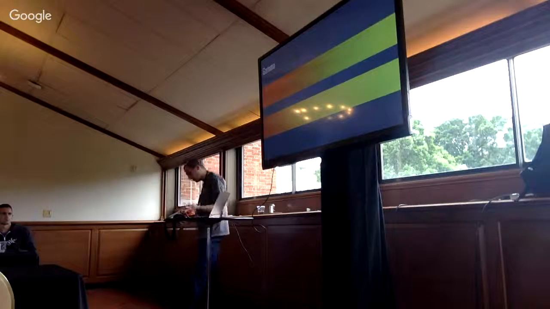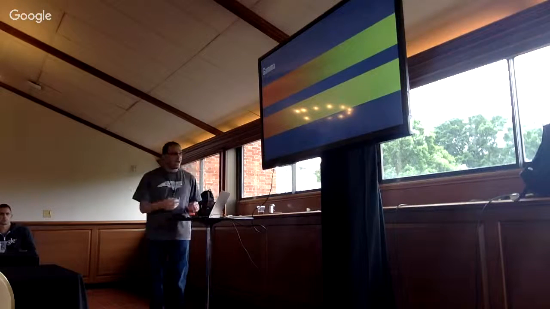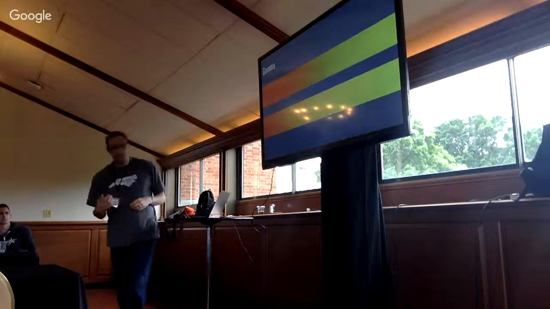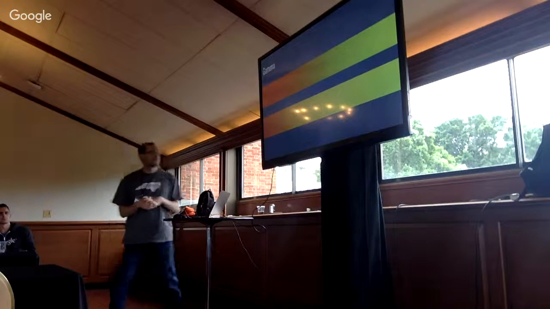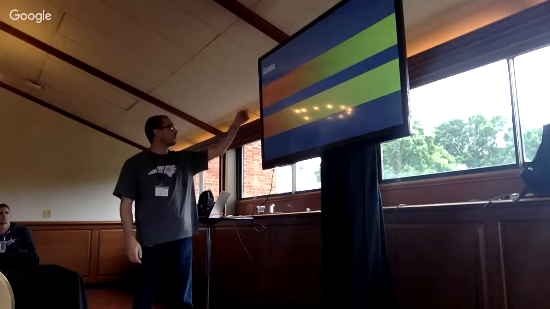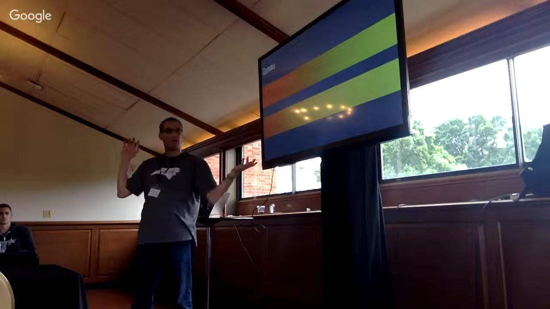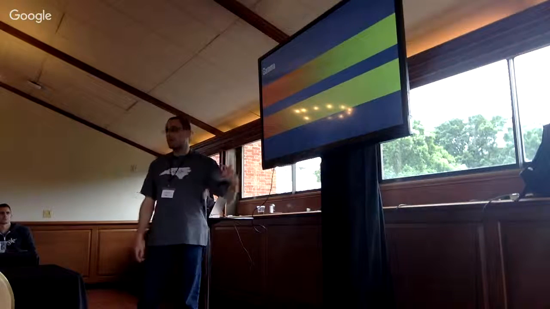So I mentioned you really want to be doing math on values that are linear, not these gamma values that are on this weird curve. Why is that? So here's a different gradient. Again, this top one is what you get if you just do a gradient from pure red to pure green in most applications. This bottom one is what you do if you take the gamma into account.